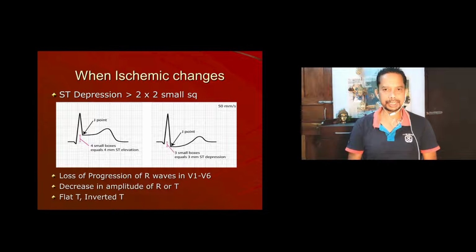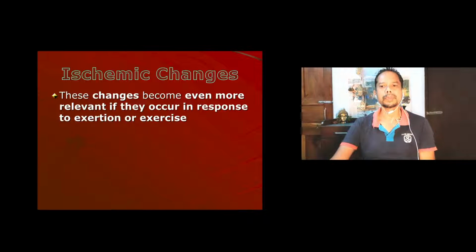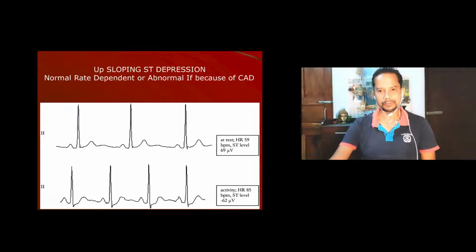And I also told you T follows R. If there is a good R wave and the T is becoming flat or inverted, that could be a subtle sign of ischemia. And these ischemic changes will become even more prominent when we exercise.